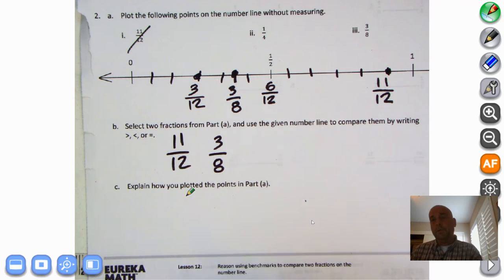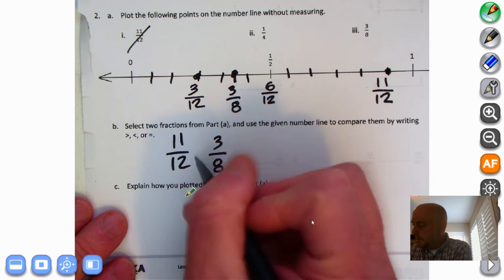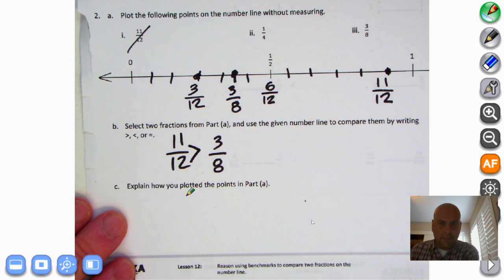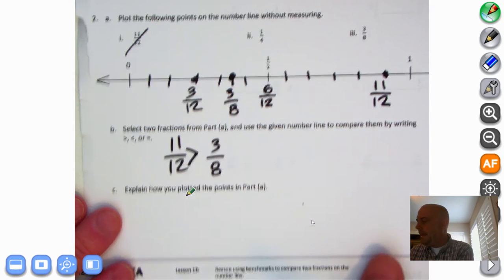What fraction is greater? Which one is closer to 1? Well, 11/12 is, so it's greater than. Alrighty. And let's explain how you plotted the points in part A.